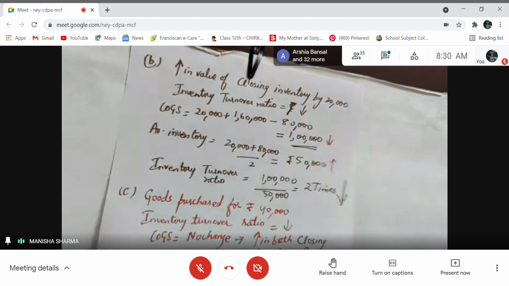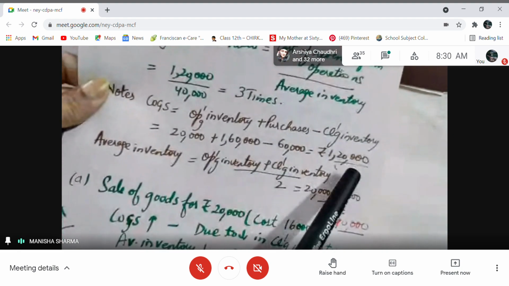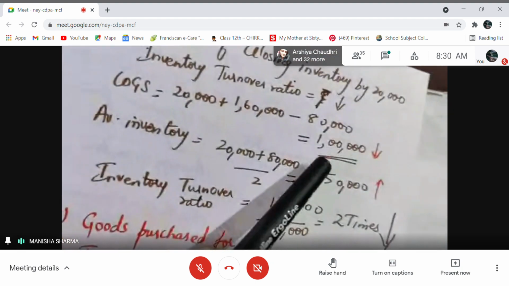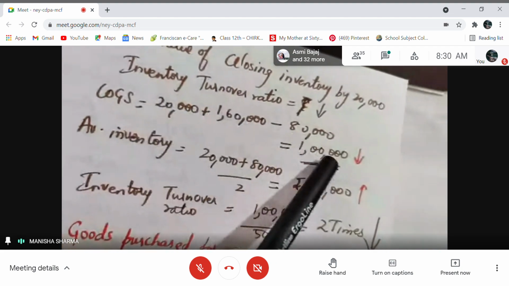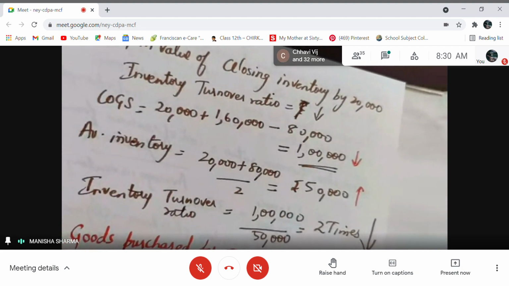Just see, the previous COGS was 1,20,000. With the increase in closing inventory, it has become 1 lakh. So you will say that COGS has reduced due to the increase in closing inventory, right?